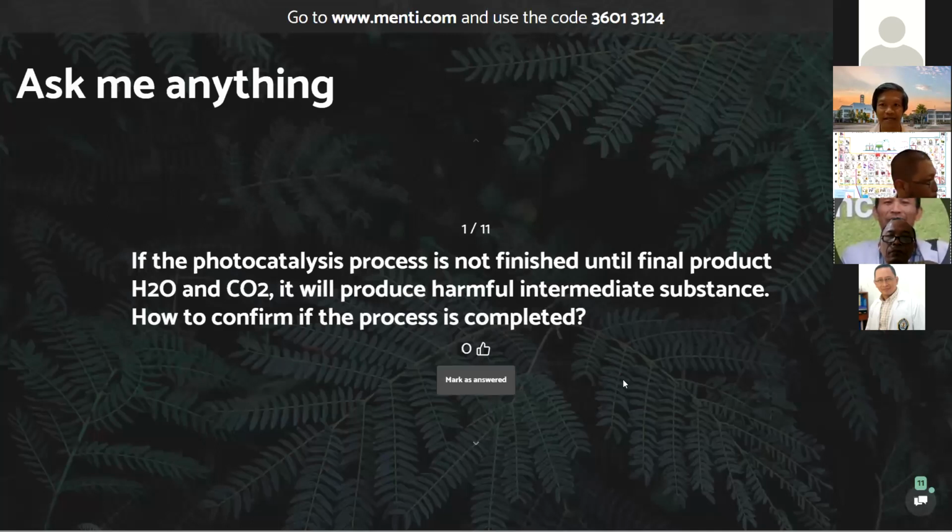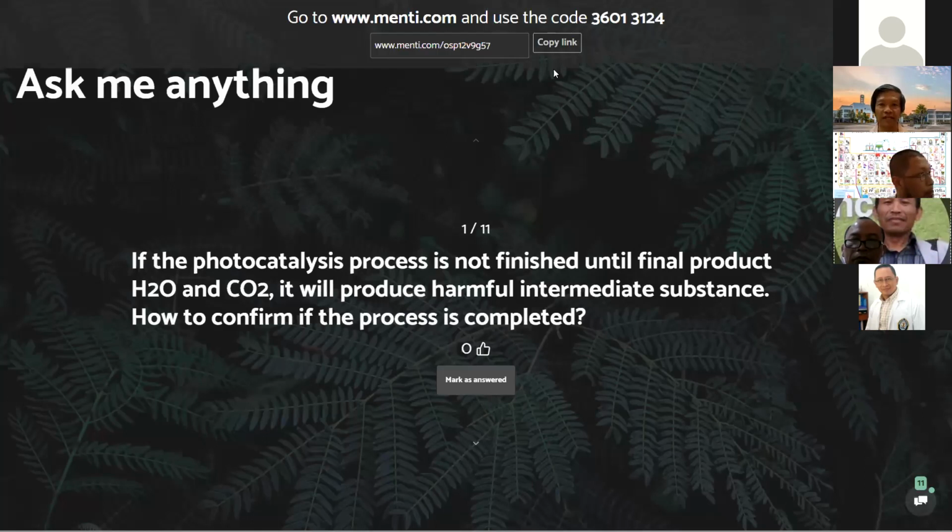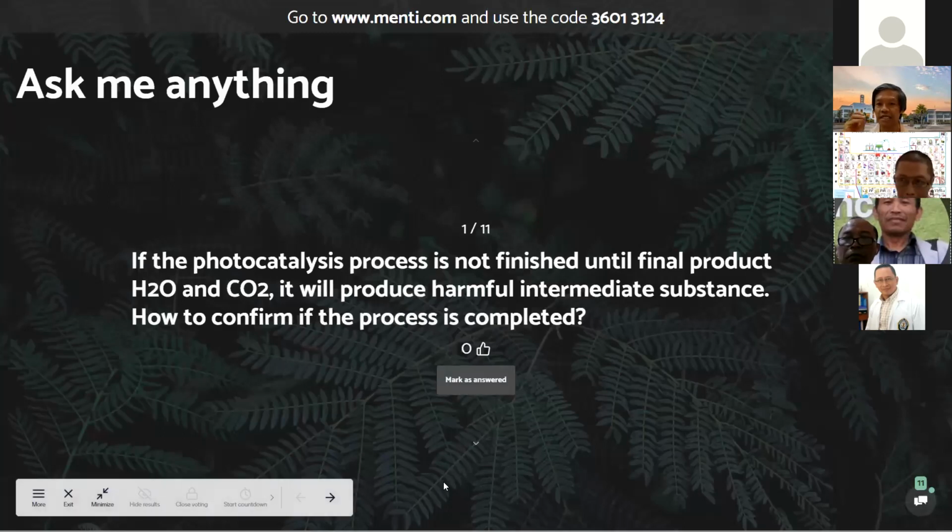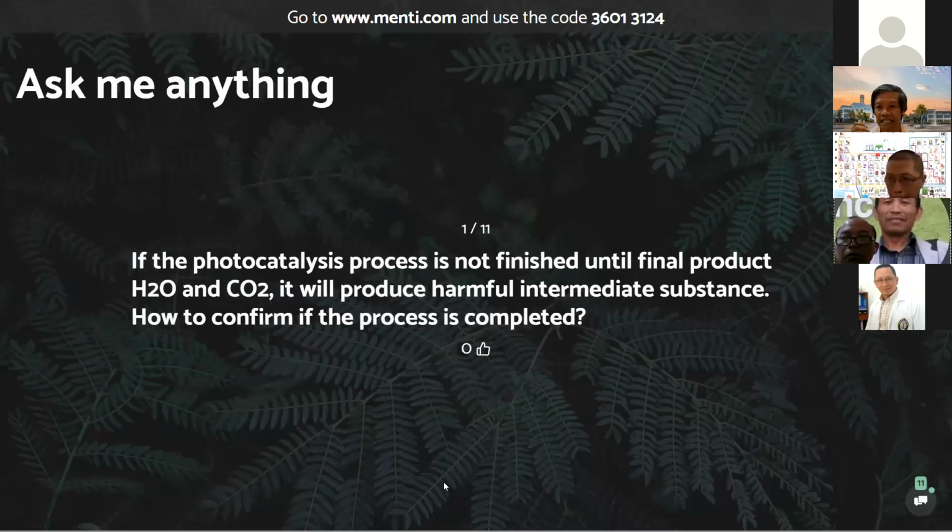The first question is about the final products. If the photocatalytic process is not finished until final products, of course, there is actually a redox system there, so there are intermediate products. There are a lot of interactions and chemical reactions. As I said, we are not really interested in the intermediate substances created for the first part of our study. The first part of our study is just to remove or reduce the color.